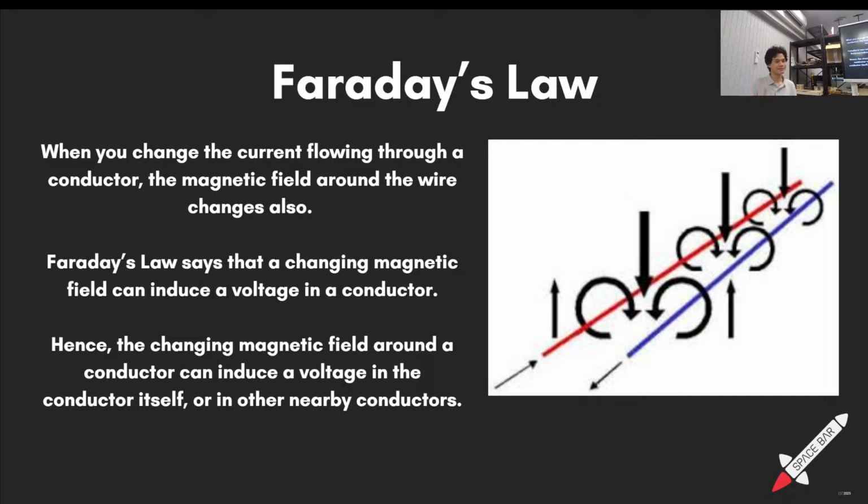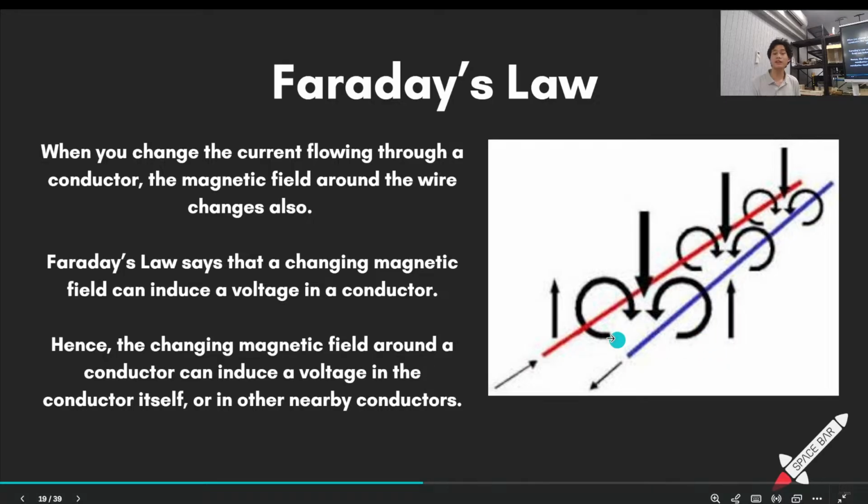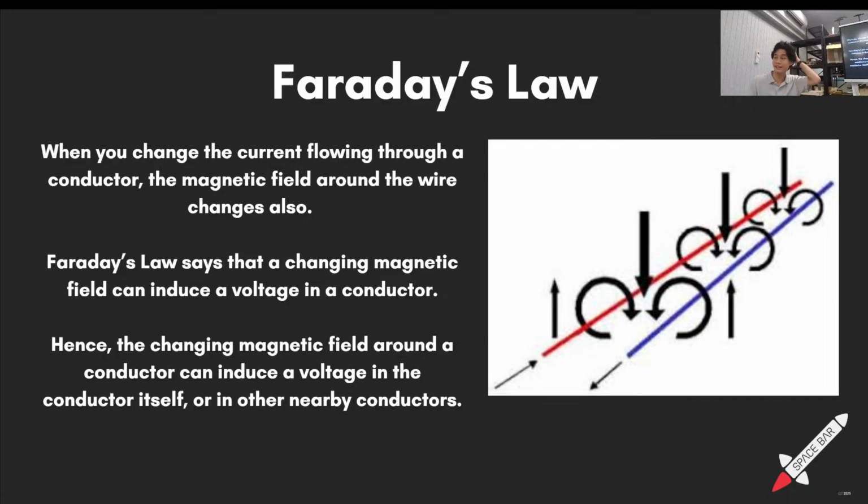Okay. The dead man himself, right? So when you change the current flowing through a conductor, the magnetic field will change as well. Faraday says that if you have a changing magnetic field, that changing magnetic field can induce a voltage in another conductor or in the same conductor. So basically, if I am a conductor and I am within a changing magnetic field, now I have a voltage. Life is just like that. Okay? And it opposes the.